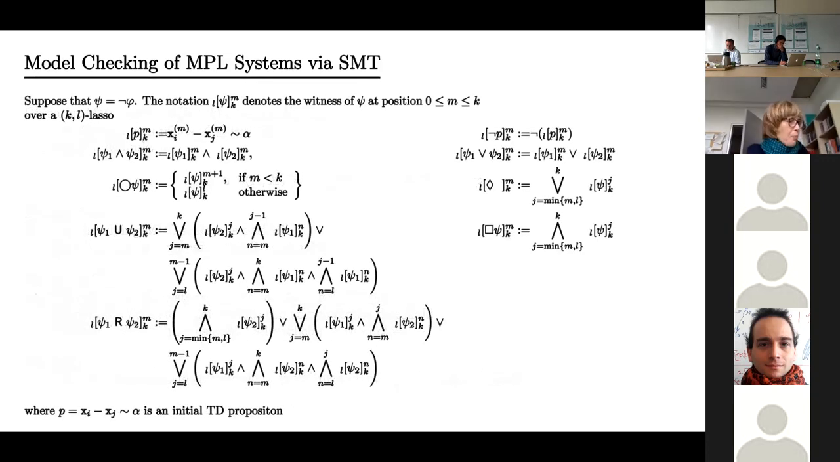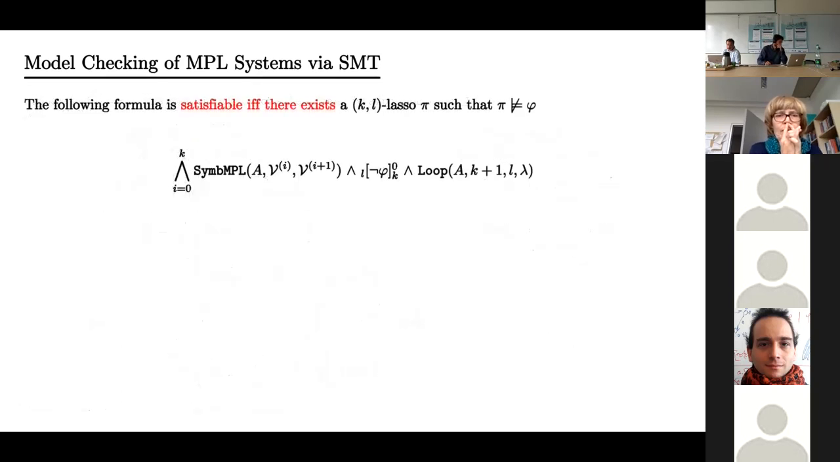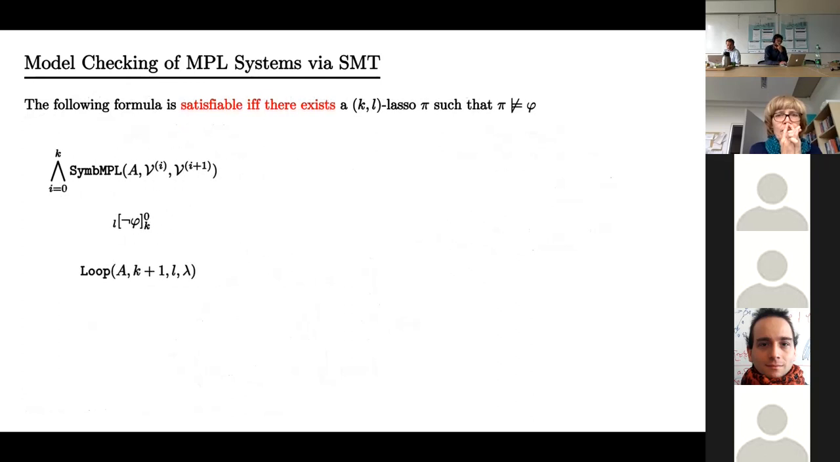This notation denotes the witness of a TD-LTL formula over a KL lasso at position M, where M is between 0 and K. Here we have the witness encoding for its operators, next, until, release, eventually, and always, the Boolean connectives, conjunction and disjunction, and also for a TD proposition. Finally, this formula is satisfiable if and only if there exists a KL lasso pi such that pi doesn't hold the specification phi. Each disjunct here has a different representation. The first one corresponds to the orbit of MPL system up to bound K, the second one represents the counterexample, and the last one represents the looping constraint.